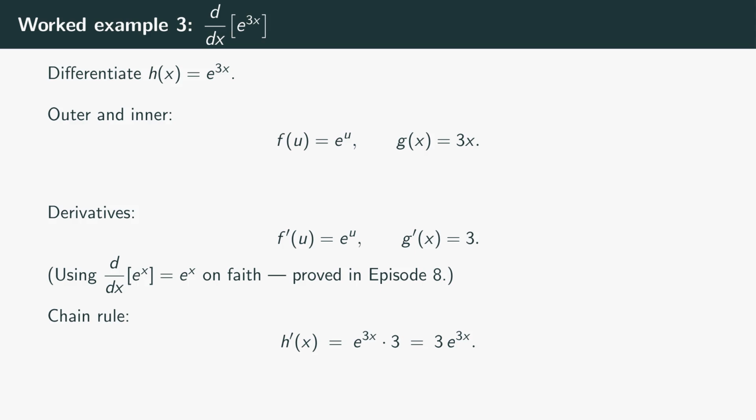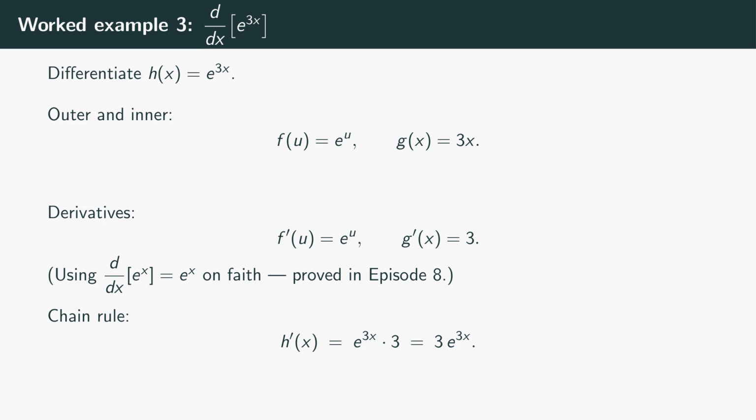Third worked example, and it's the one that appears in every differential equation textbook for the next 3 years of your education. Differentiate e to the 3x. Outer is e to the u, the exponential. Inner is 3x. Outer derivative, e to the u, is its own derivative. Again on faith for now, we'll define e and prove this in episode 8. Inner derivative, g prime of 3x is 3.